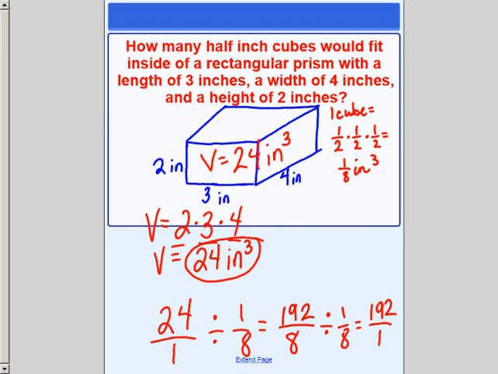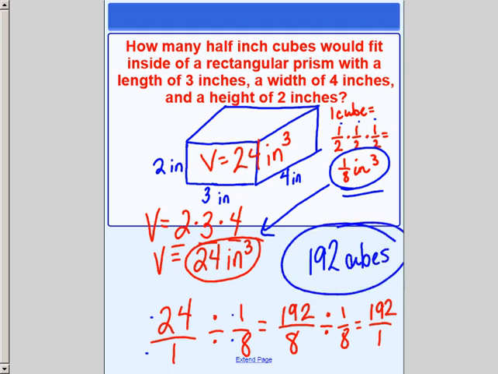Well, if I think about the size cubes that I'm wanting to put inside of there, they are each 1/2 inch by 1/2 inch by 1/2 inch. So 1/2 times 1/2 times 1/2 is 1/8 of a cubic inch. So each cube has a volume of 1/8 of a cubic inch. Well, if I need to fill a space that is 24 cubic inches with cubes that are each 1/8 of a cubic inch, then I can do 24 over 1 divided by 1/8. So that's going to give me 192/8 divided by 1/8, which is 192 over 1, or 192 cubes. I'm going to need 192 cubes to fit inside of that particular rectangular prism.